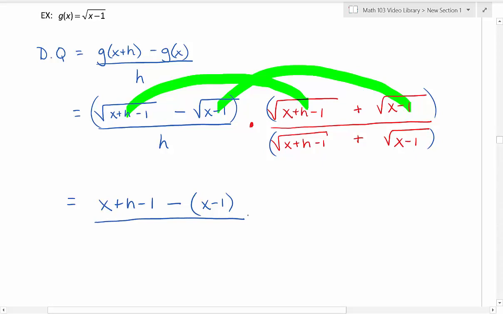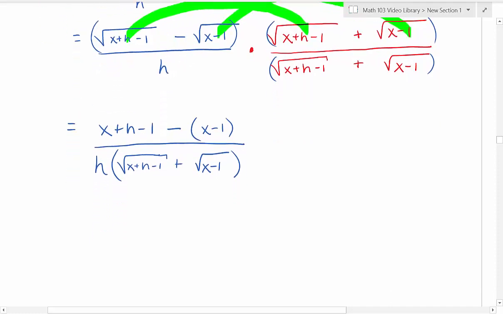In the denominator, we want to multiply h by the conjugate. Frequently, we would distribute the h, but in this case, we don't want to. Recall what our objective is. We want to be able to cancel that h in the denominator. The only way that you can cancel things when you have a fraction is to cancel common factors. So we want to leave our denominator in factored form, which would be h times the square root of x plus h minus 1 plus the square root of x minus 1.